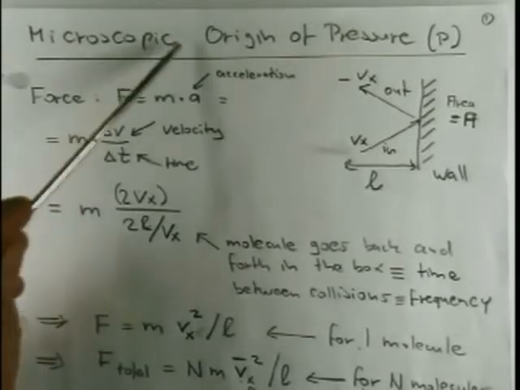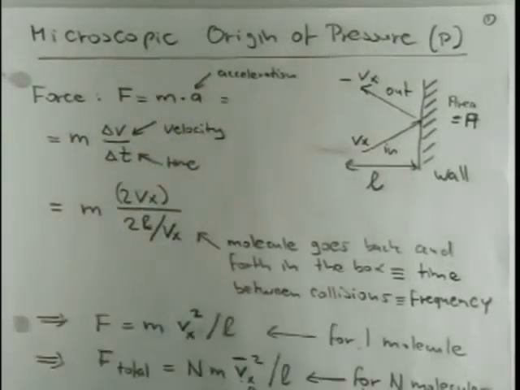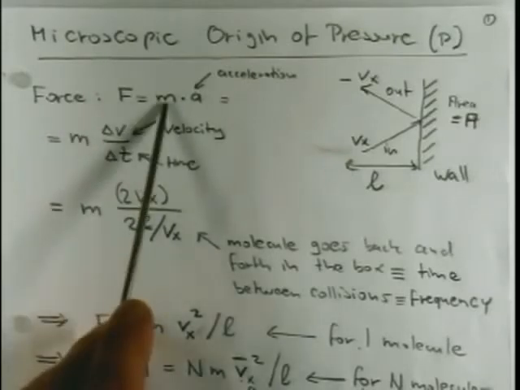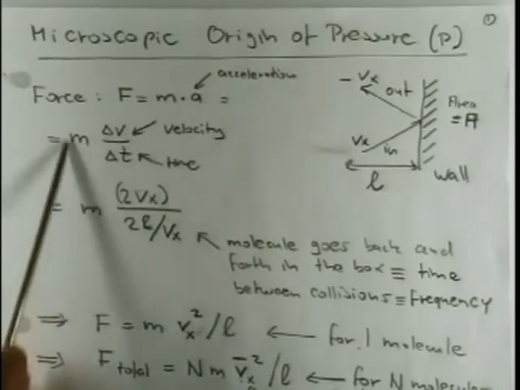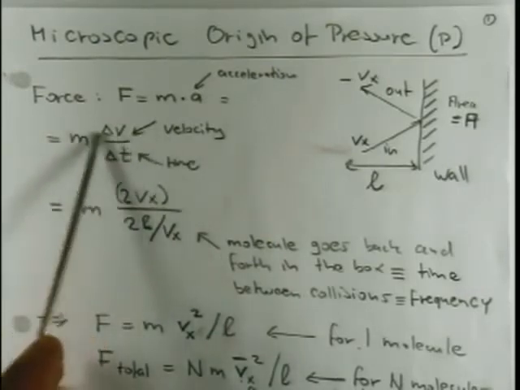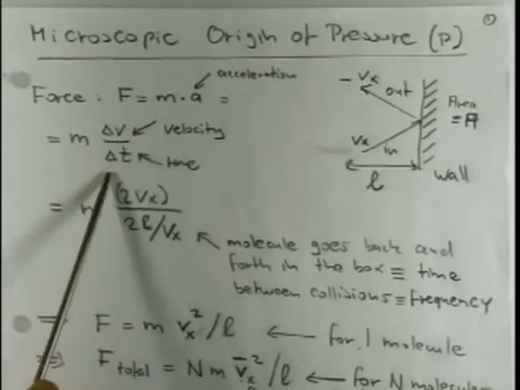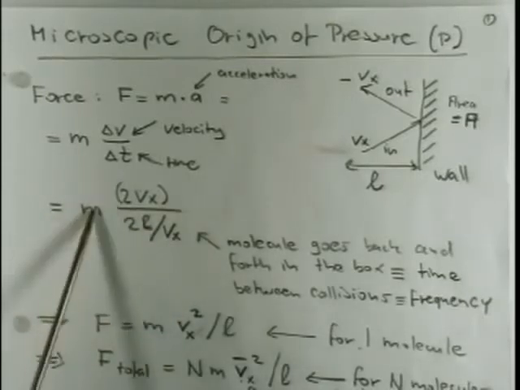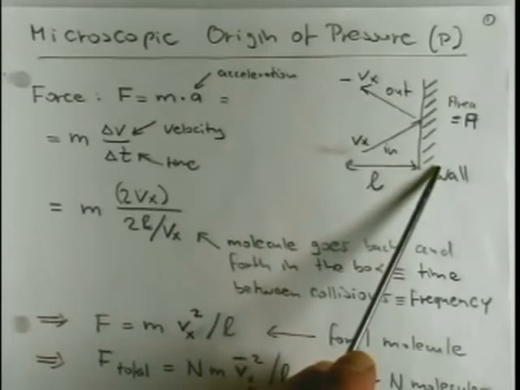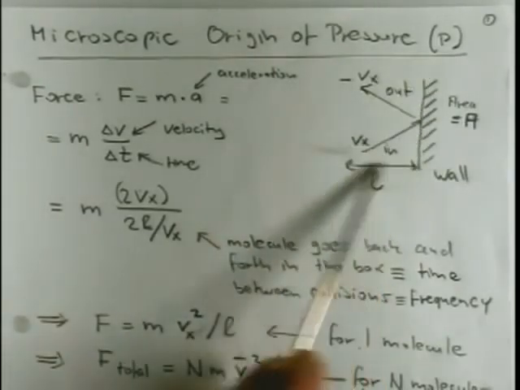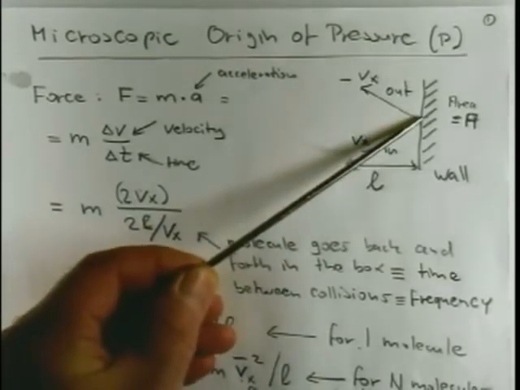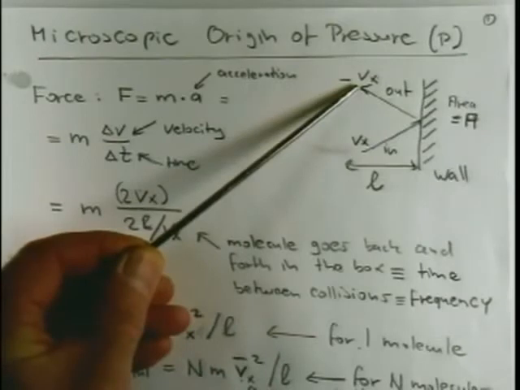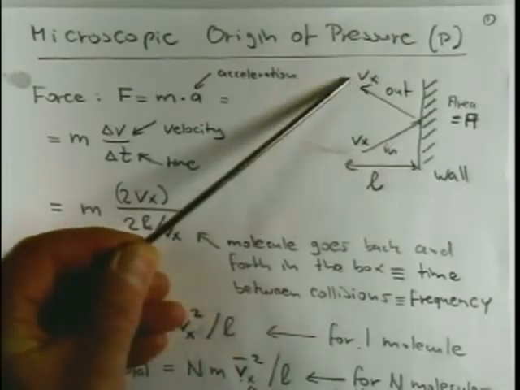So we want to discuss the microscopic origin of pressure. We know that force is mass times acceleration. The mass is given, and acceleration is the change in velocity in a certain change of time. My mass is m. Now I look at my box here. This is the wall of the box, and this is the length of the box. The particle travels along here, hits the wall, and then gets bounced back elastically into that box.